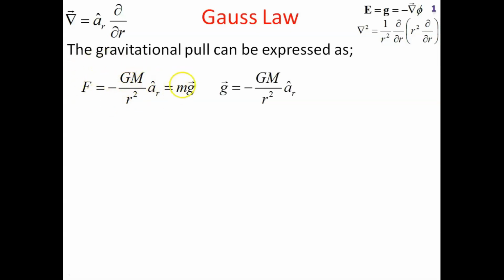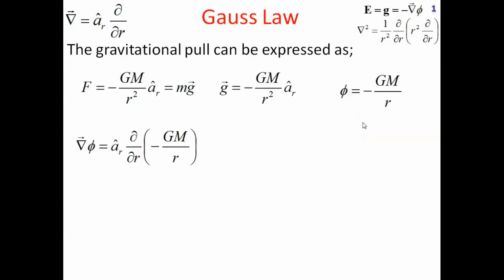Here you can work out g bar, that is acceleration due to gravity vector, can be represented as minus GM upon r square a_r cap, and the gravitational potential phi, as we have seen in earlier lectures, can be written as phi equal to minus GM upon r.